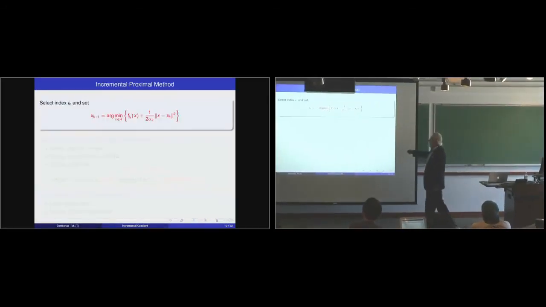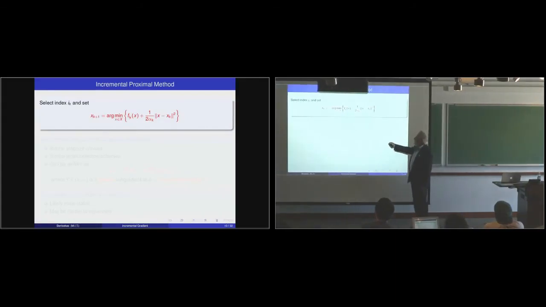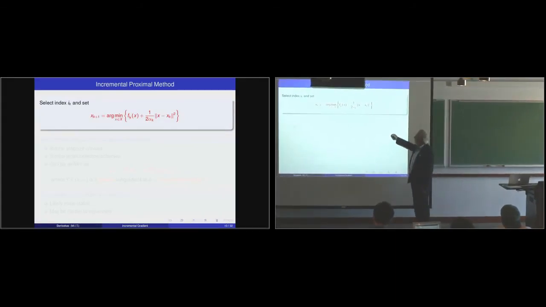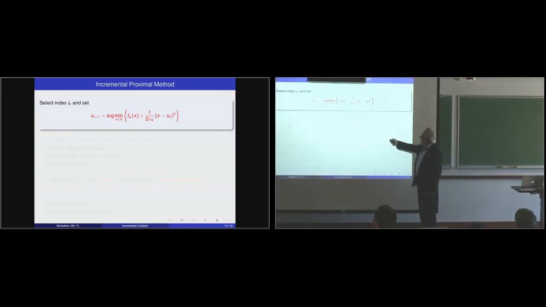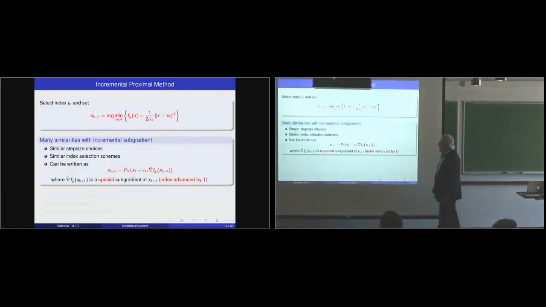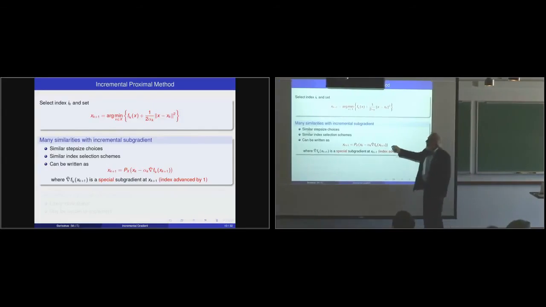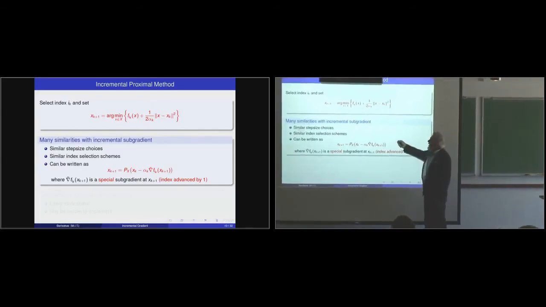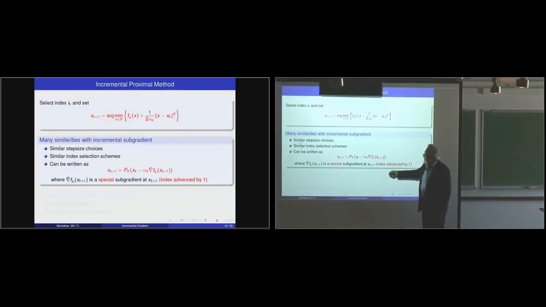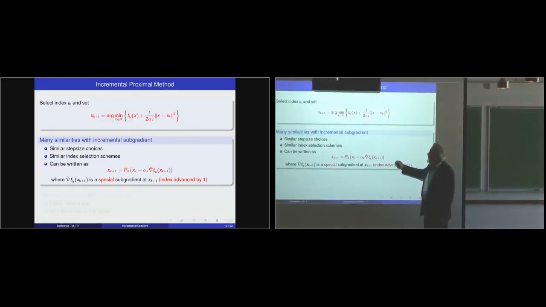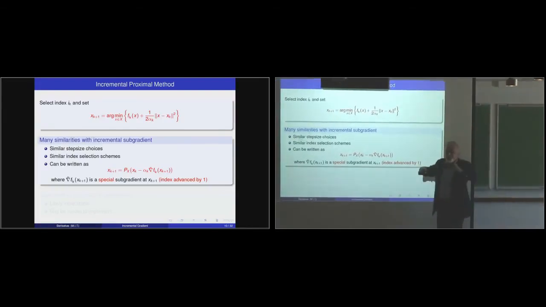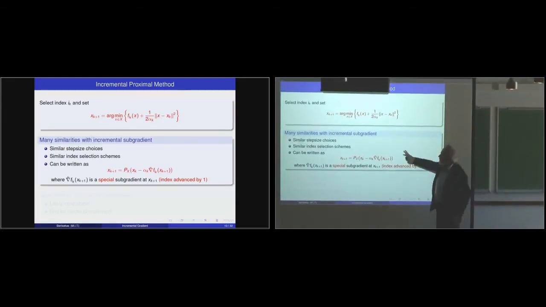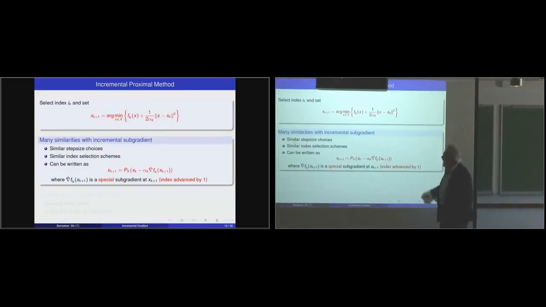Now, incremental proximal, remember, you select an index and you do this proximal minimization with a regularization term at the current point. And this is more economical, of course, because you use only one component of the cost function. This method is very similar to the incremental subgradient method. The step sizes are chosen in a similar way. Index selection schemes are chosen in a similar way. If you think about it, this far out and confusion regions can also be viewed in the context of this algorithm.